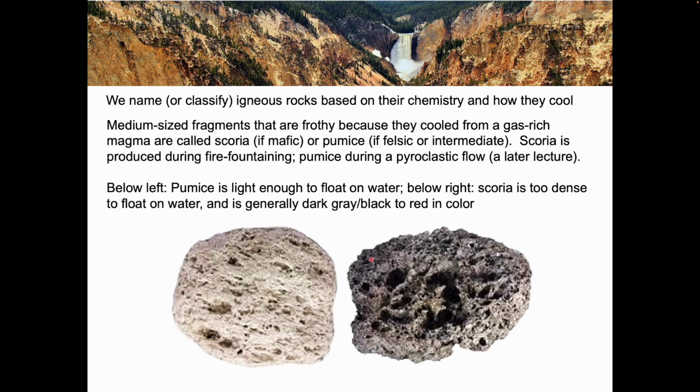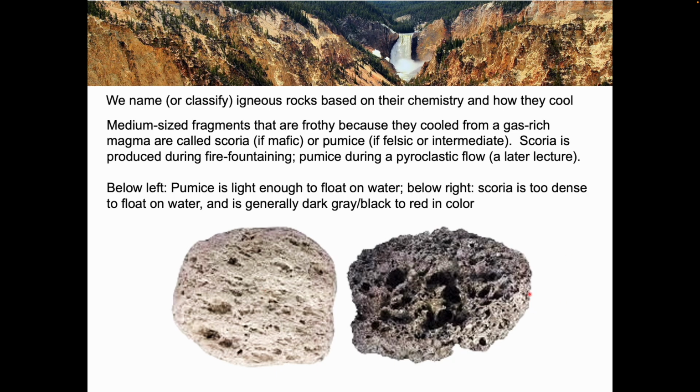Scoria is produced during fire fountains like we saw when we were discussing Hawaii, while pumice you can get during a pyroclastic flow, which we'll talk about in a later lecture, or any kind of high-silica, high gas content volcanic eruption. Pumice will float on water because it is so gas-rich. It's basically a glassy sponge. It contains a lot of gas and it will usually float on water.